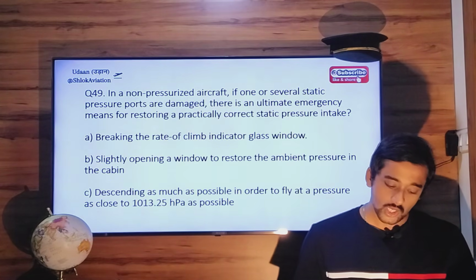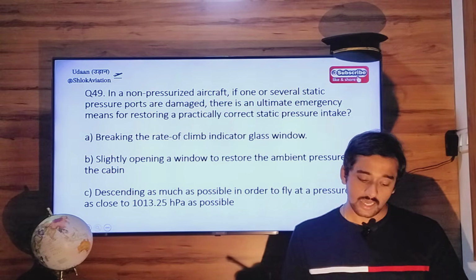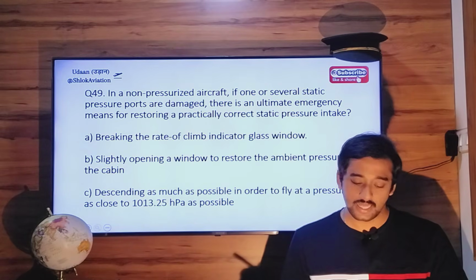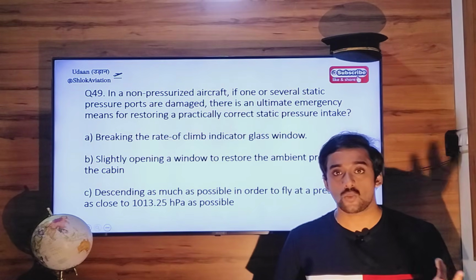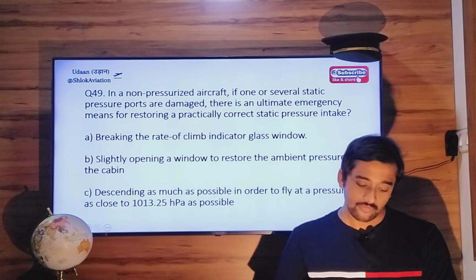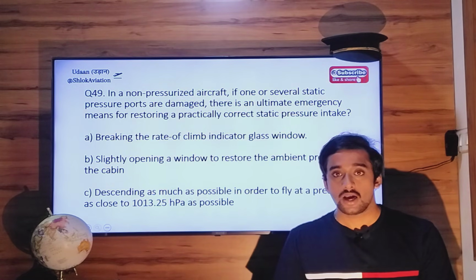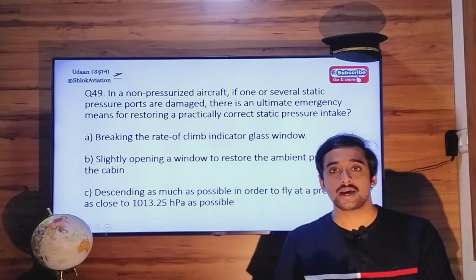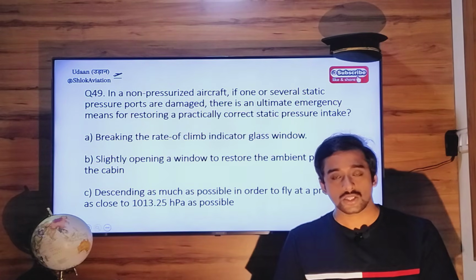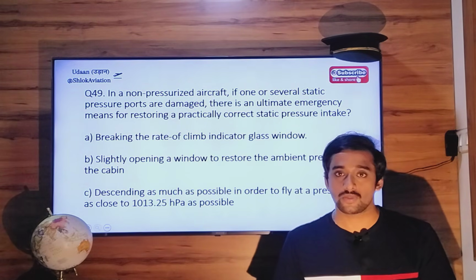49. In a non-pressurized aircraft, if one or several static pressure ports are damaged, there is an ultimate emergency means for restoring a practically correct static pressure intake. So you're flying a non-pressurized aircraft, let's say Cessna 172 or Cessna 152, and the static ports, the entries, are blocked or damaged. So there is no way through which outside static pressure can enter your airspeed instrument or your pressure instruments. Is there any alternative way to retrieve the static pressure from outside?